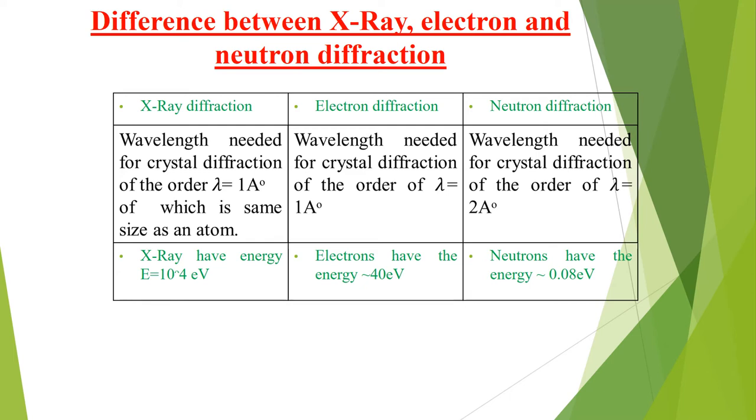Whereas in electron diffraction, the wavelength needed for crystal diffraction is of the order of lambda equal to 1 angstrom. And the electron has energy of nearly 40 electron volt. While in neutron diffraction, the wavelength needed is almost twice the wavelength in X-rays and electron diffraction. That is, the wavelength needed for crystal diffraction is of the order of lambda equal to 2 angstrom. And the neutron has energy of nearly 0.08 electron volt.